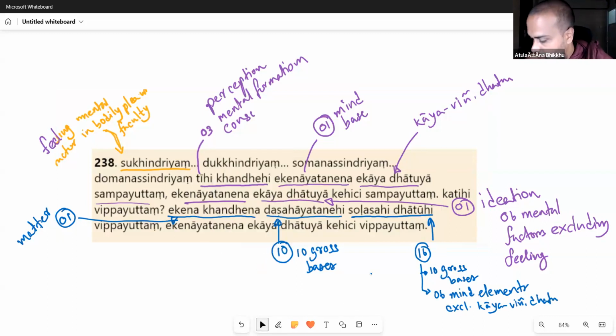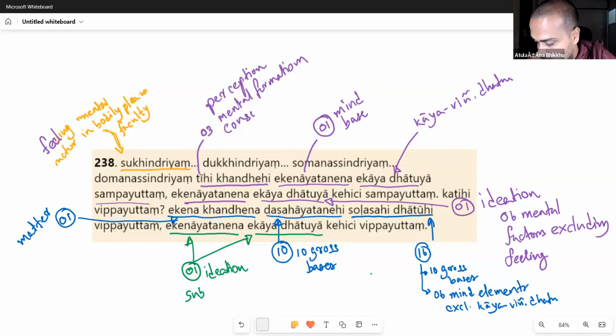This is the partial dissociation. It says ekena ayatanena ekaya dhatuya kehicha vippayuttang. So this is one element and one base, which is the ideation base and ideation element. So it's the 16 subtle matter and then the nibbana. So that's how we get the answer for the dissociation.